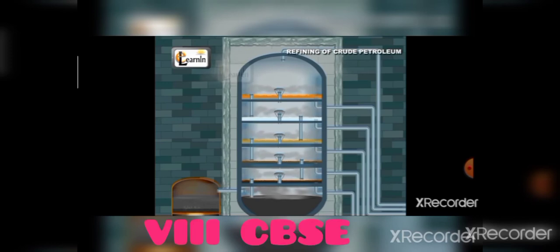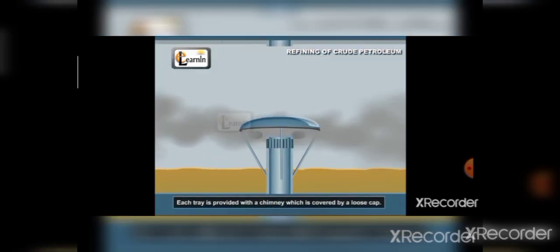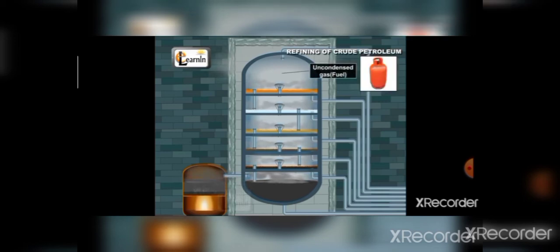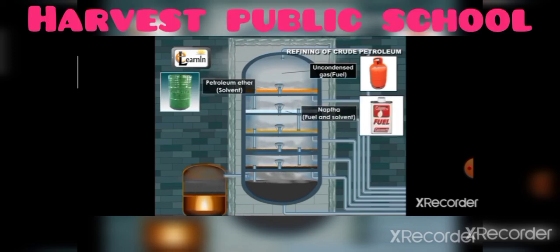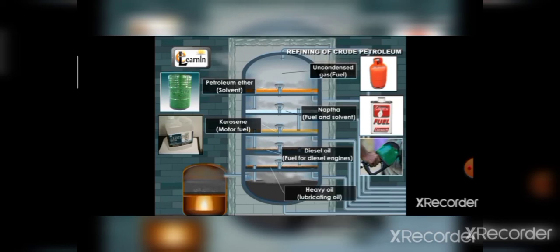The fractionating chamber is a long chamber which contains different fractions or trays as shown in the figure. Each fraction is provided with a chimney which is covered with a lid. The fractions with a high boiling point condense in the lower trays, whereas the fractions with low boiling points condense in the higher trays. The products obtained are uncondensed gas, which is used as LPG fuel, petroleum ether, which is used as solvent, naphtha, kerosene, diesel, which is used in diesel engines, lubricating oil, and the residue.